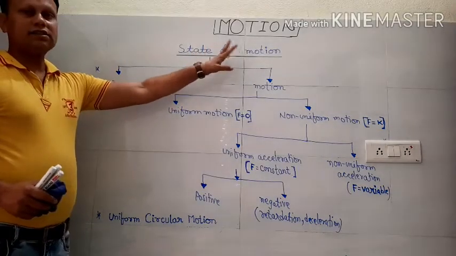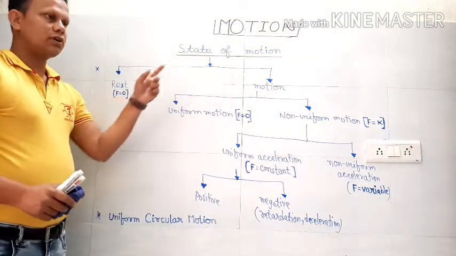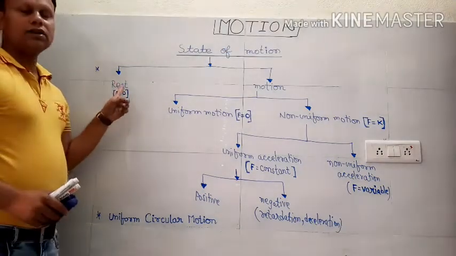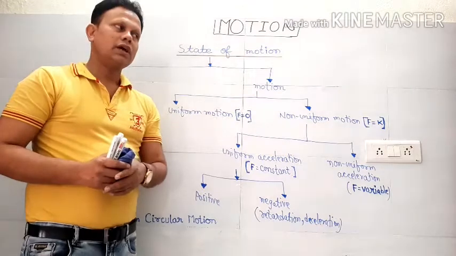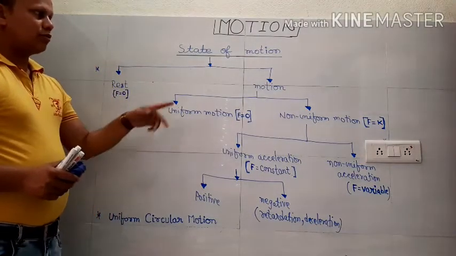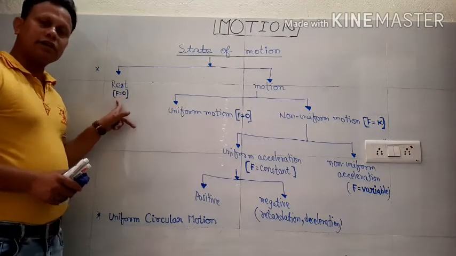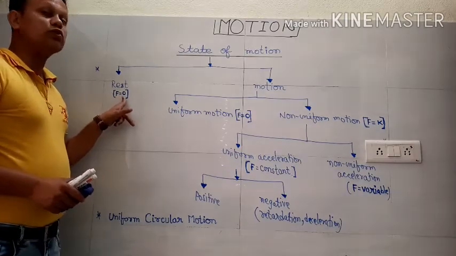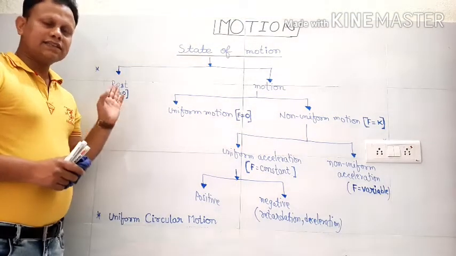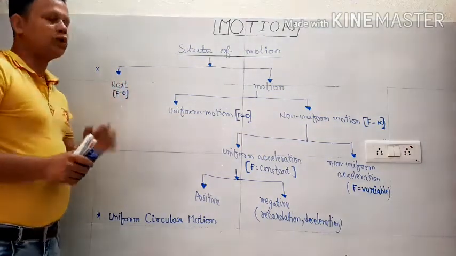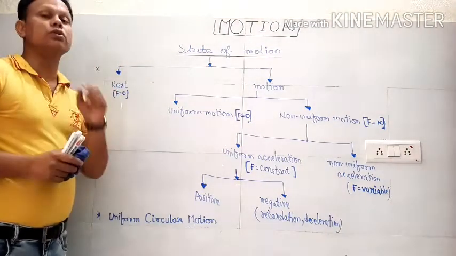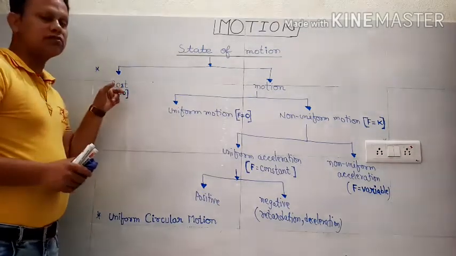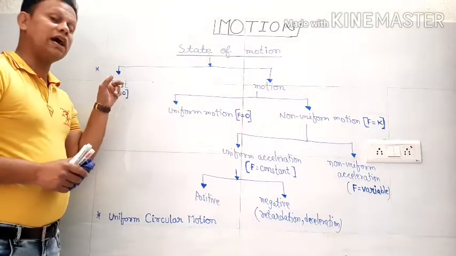If I divide the state of motion broadly, we divide it into either the object at rest or in motion. Now, one thing I have written here, F is equal to 0. This means for this situation, the total value of force is 0. Then only you can observe this situation of any object, that means at rest.